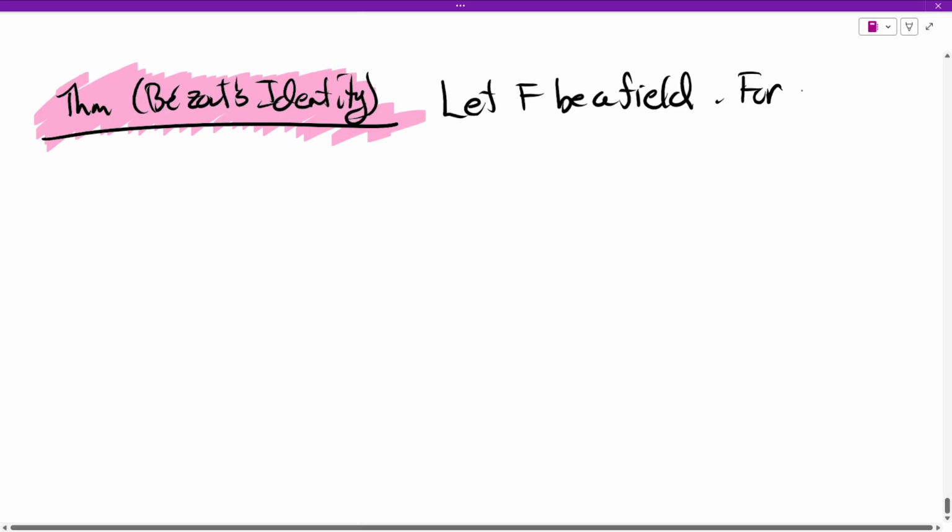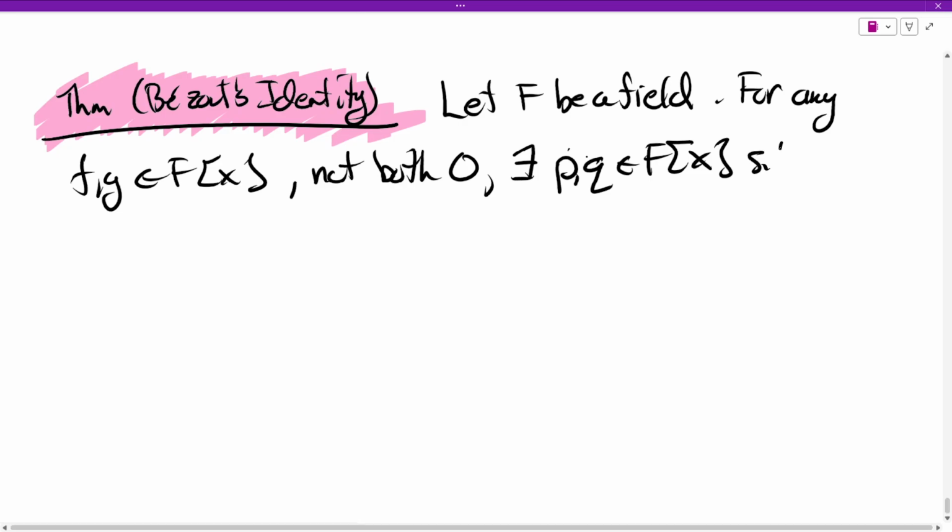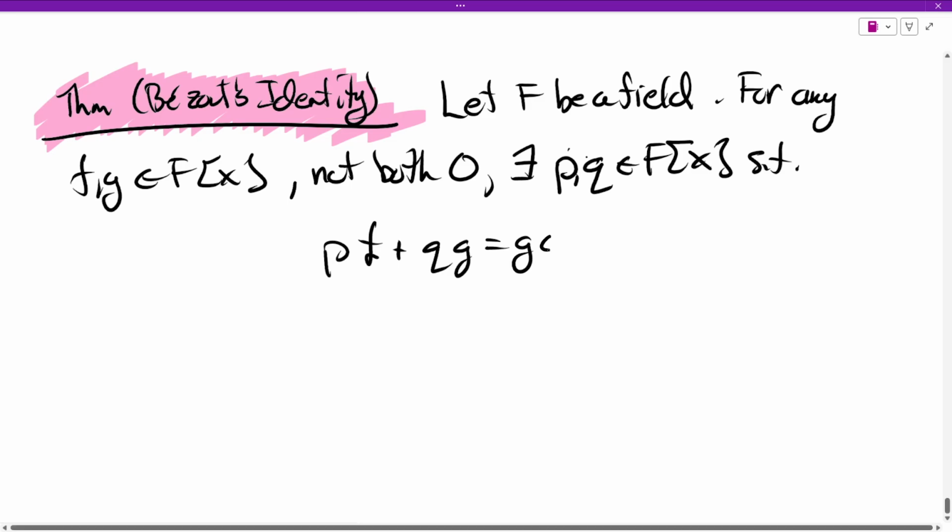Then for any f and g in F adjoin x, of course not both 0, there exist polynomials, let me say p and q, such that pf plus qg is the GCD of f and g.